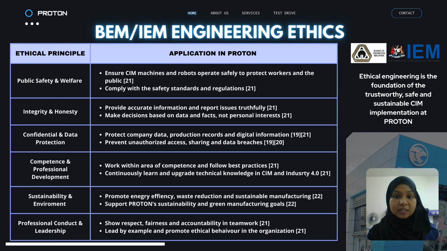By following the ethical principles established by BEM and IEM, Proton can maintain safe, reliable, and sustainable manufacturing operations while strengthening trust in its Industry 4.0 initiatives.